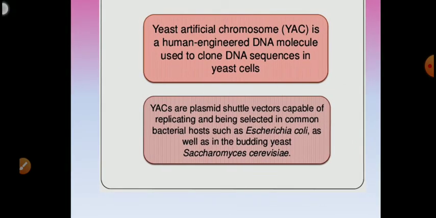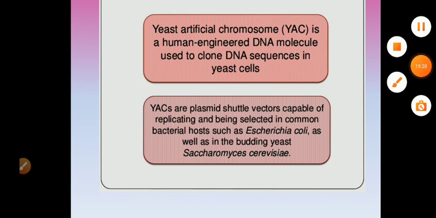So that is all about different types of vectors like plasmid vectors and bacteriophage vectors that we discussed in the last lecture. Today we have discussed cosmids, phasmids, then shuttle vectors and YACs, yeast artificial chromosomes.